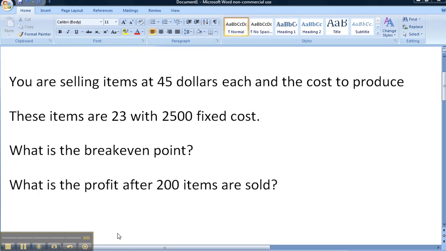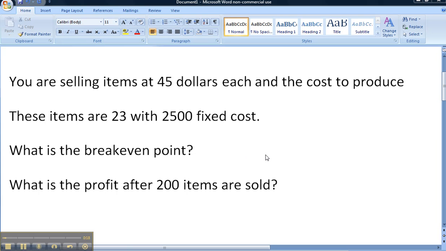Hello, let's look at this problem. Here we have a break-even analysis problem. Let's go through it. It says you're selling items at $45 each, and the cost to produce these items is $23 with a $2,500 fixed cost.